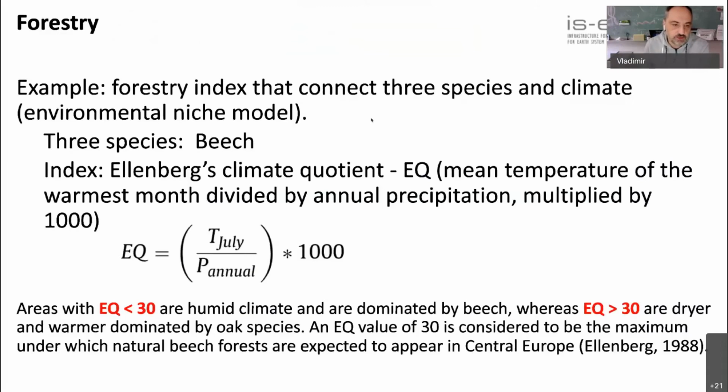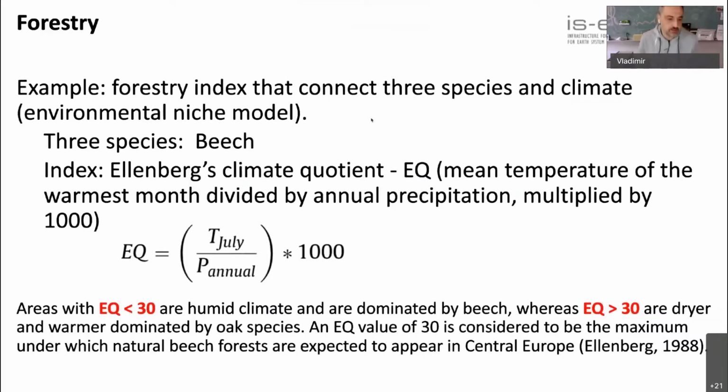For forestry, I will present the example with the forestry index, which is known as the Ellenberg quotient index, and it's a number that can be easily calculated from basic climate variables. What is good about this is that the variables used are monthly means: temperature for July, and precipitation on an annual level. You just divide these two numbers and multiply by 1,000, and you will get this number.